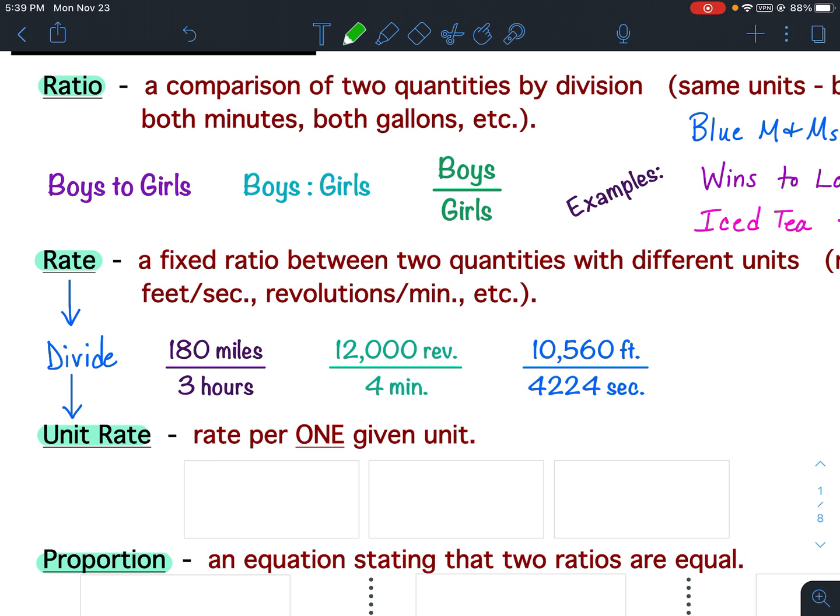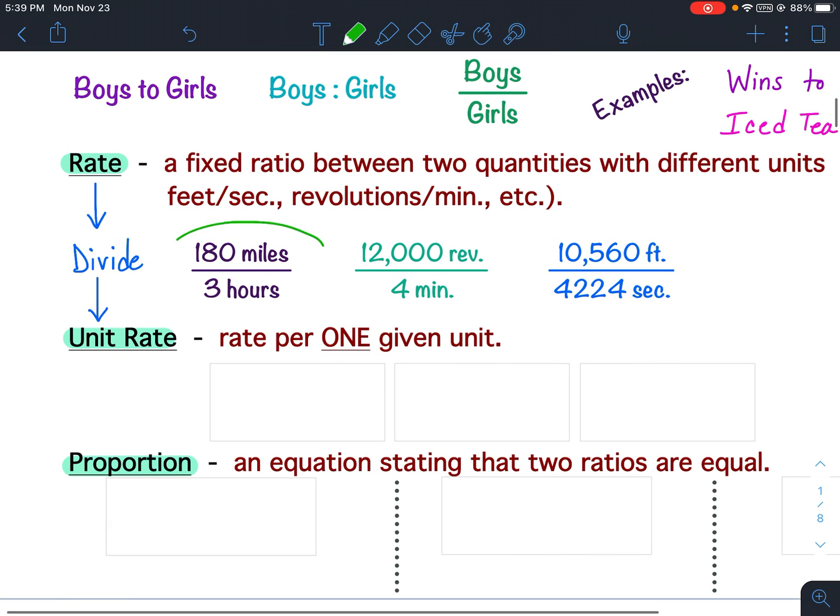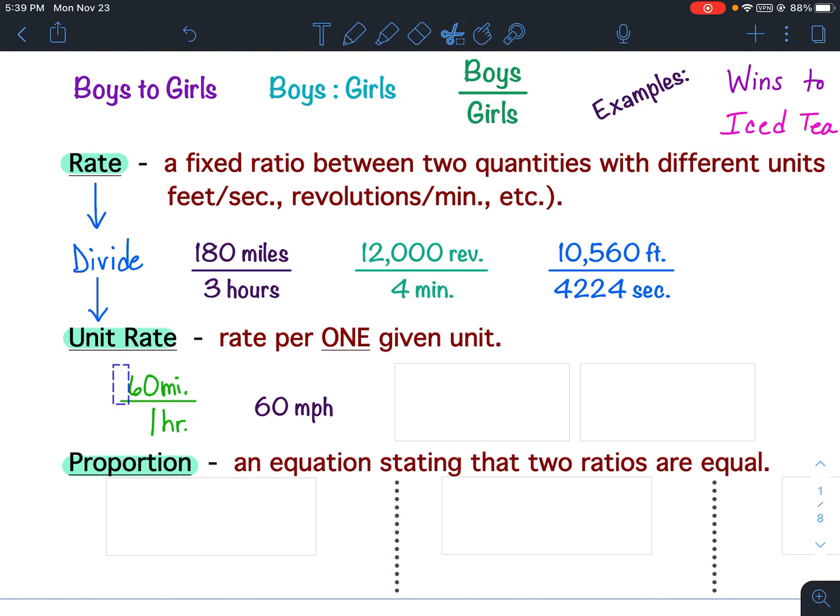Okay, so if I take 180 and I divide it by 3, I get 60. So that means that 180 miles in 3 hours is the same as 60 miles in 1 hour. But for most of you, you should know that we don't actually say 60 miles in 1 hour. What do we say instead? We say 60 miles per hour. So the rate was 180 miles in 3 hours, but the unit rate is 60 miles per hour because that's 60 miles per one given hour.